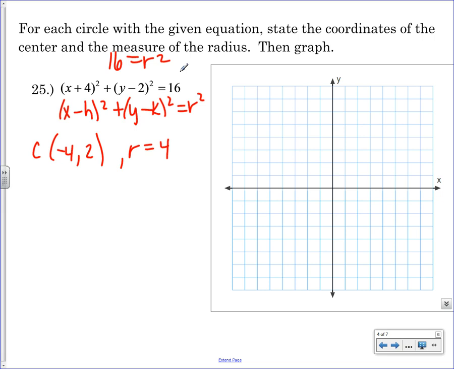The way that I ask you to graph these, we're just going to sketch it. We're going to do the best we can. We're not going to get a compass out or anything like that. So I'm going to go to negative 4, 2 and put an ordered pair there. From the center, if you go up 4, right 4, down 4, and left 4 and connect those dots, that'll make a decent circle.